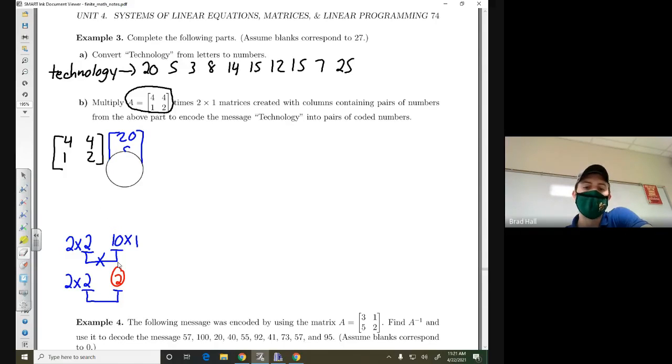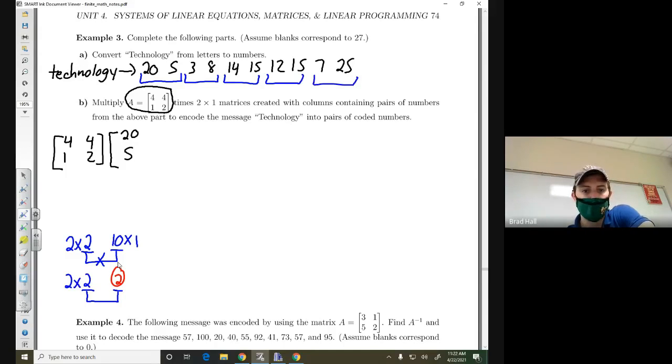Well, we can, and so this is the part you can write down. We want to break up the word technology into pairs of 2. So now we would go column-wise, 20 and 5, but we can only have 2 rows. So we keep adding columns for each pair of numbers here. So that way we stick to having 2 rows.